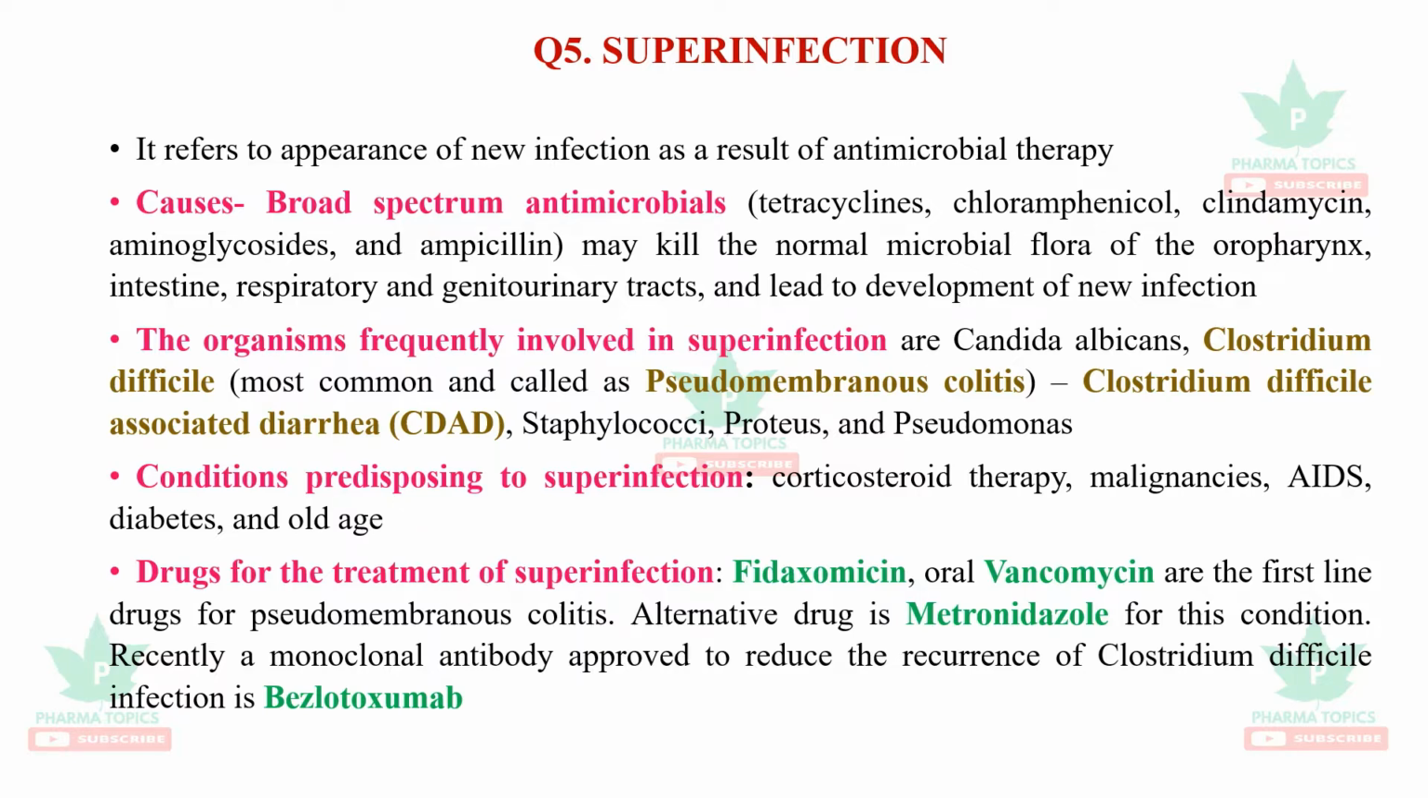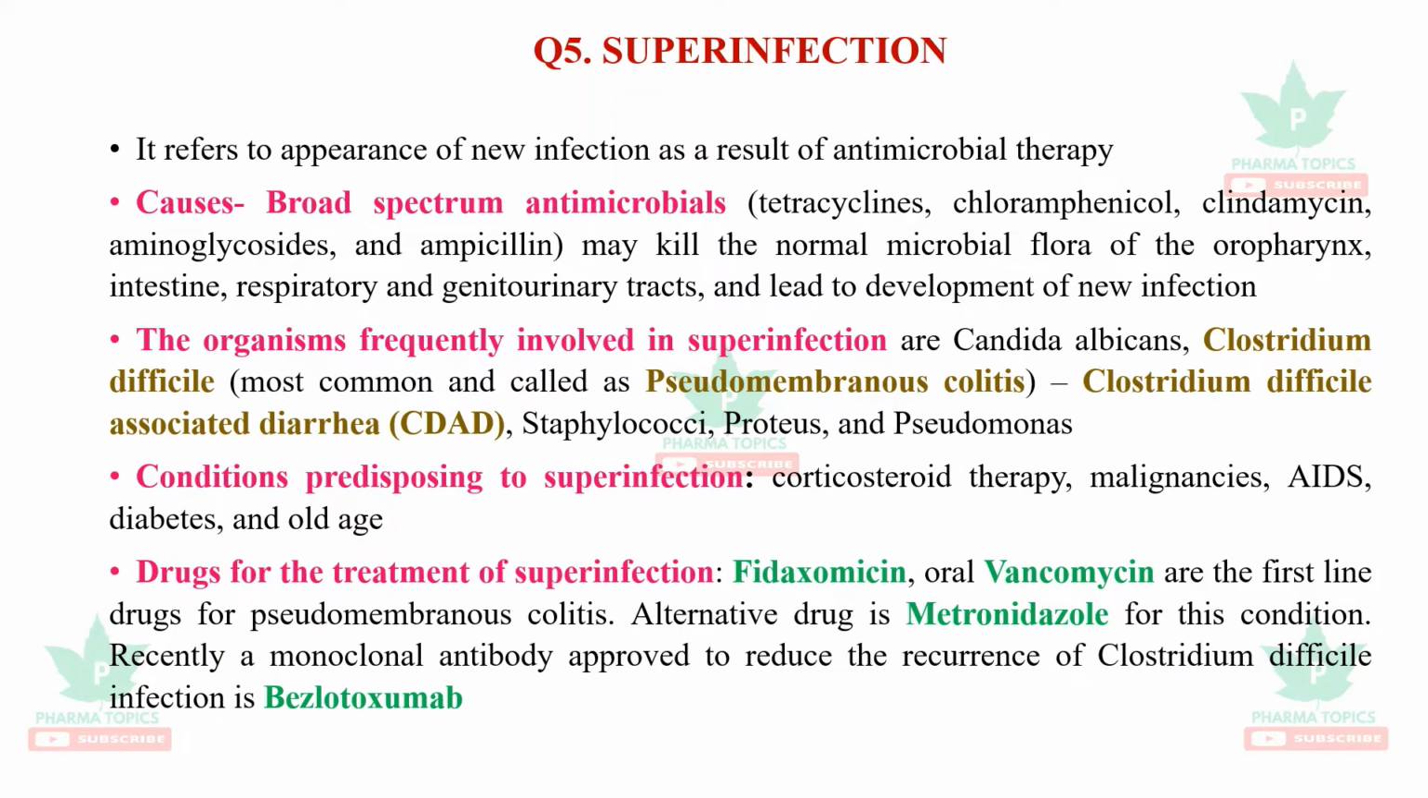The organisms frequently involved in superinfection are Candida albicans and Clostridium difficile, which causes pseudomembranous colitis, also called Clostridium difficile associated diarrhea. And the other microbes which are involved in this are Staphylococci, Proteus, and Pseudomonas. The conditions which predispose to superinfection are corticosteroid therapy, malignancies, AIDS, diabetes, and old age.